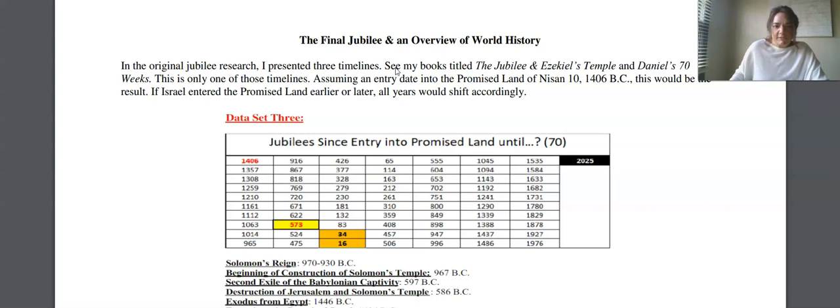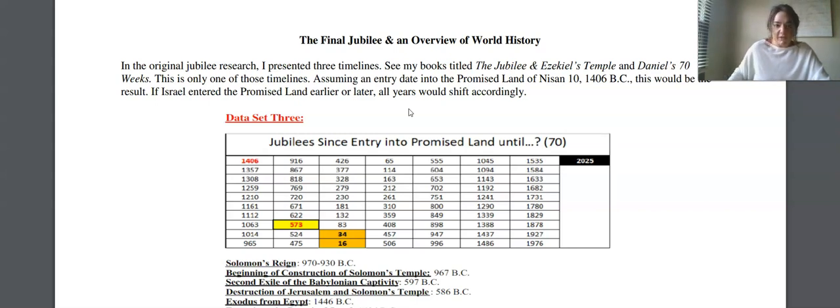In the original Jubilee research, I presented 3 timelines, and these are in my book, The End Times Timeline, A Journey Through the End of Days, the Jubilee and Ezekiel's Temple, and Daniel's 70 Weeks. I have included these charts and this research several times where it was necessary to do so. And this is one of those timelines. And this is the one that I use when I discuss things. The other 2 I put in there because there were some sources that said that information could be viable. This is where I landed and what I typically reference.